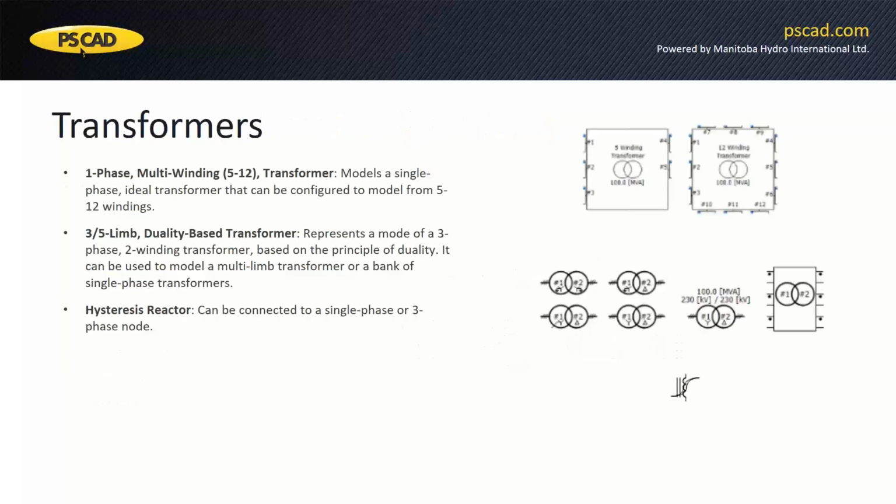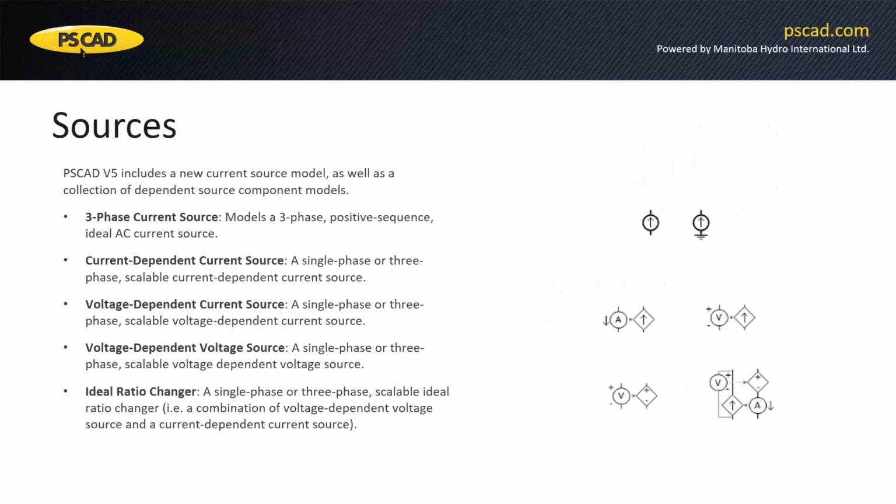In terms of transformers, we have a single-phase multi-winding ideal transformer that can be configured for 5 to 12 windings. We also have a 3 or 5 limb duality-based transformer. It can be used to model a multi-limb transformer or a bank of single-phase transformers. We've also added a hysteresis reactor to the master library as well.